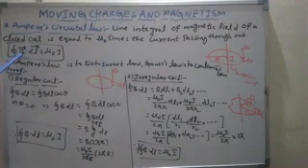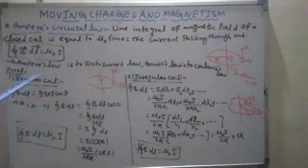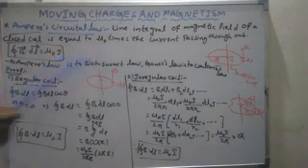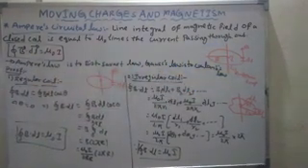Where B bar is the magnetic field, dl bar is the length element on the Amperean loop, and mu naught is the magnetic permeability of free space or vacuum, which is 4 pi into 10 power minus 7 Henry per meter. I is the current enclosed by the Amperean loop.